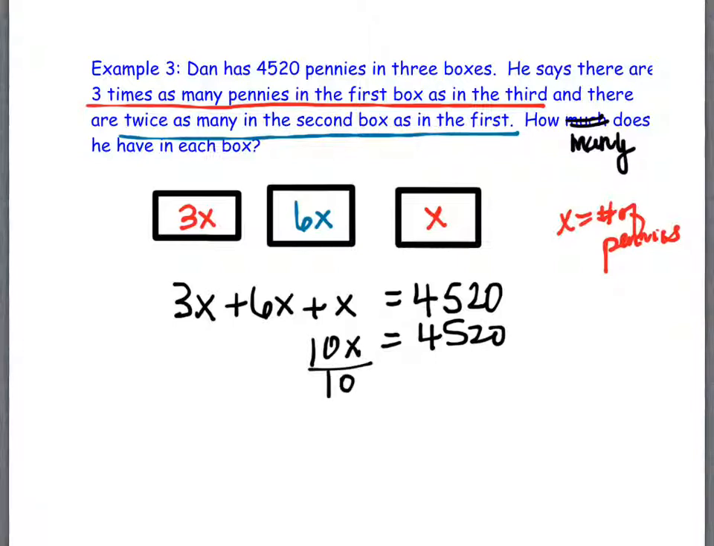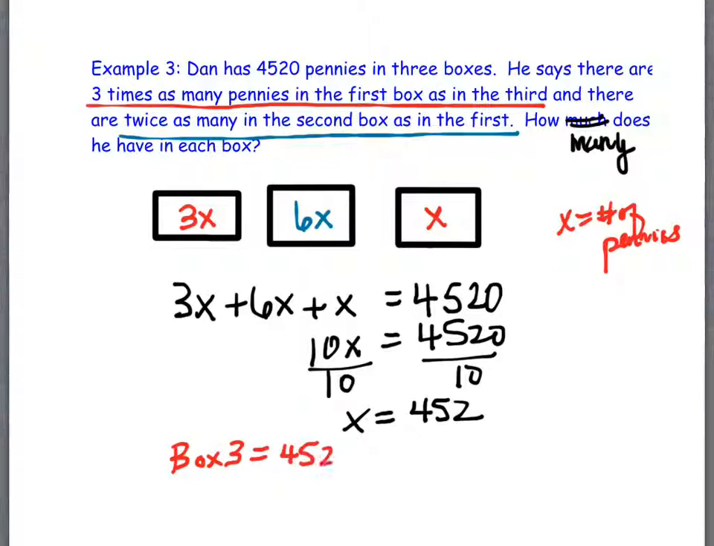And then we can divide. What is 4,520 divided by 10? 452. Now the question asked what? How many are in each box? So have I answered the question yet? Not quite. But I've answered 1/3 of the question. What is the 452 here at the end telling me? That's in box 3. So box 3 has 452 pennies.